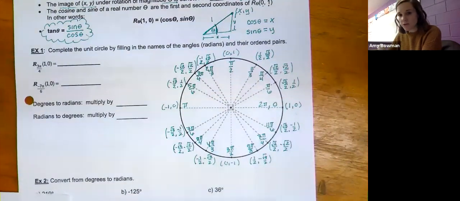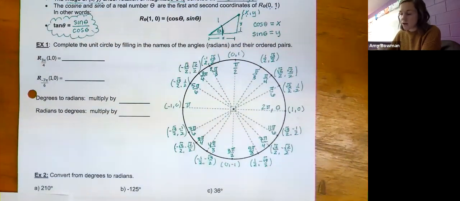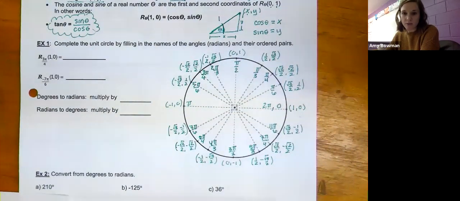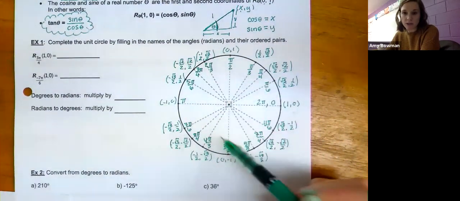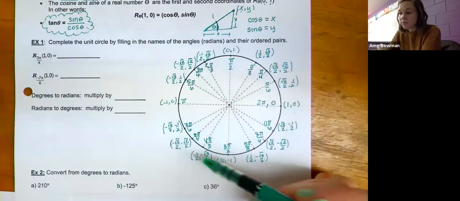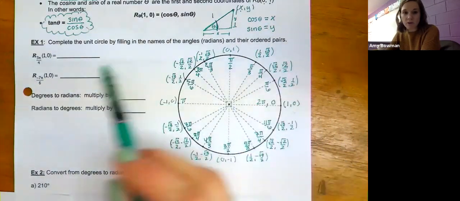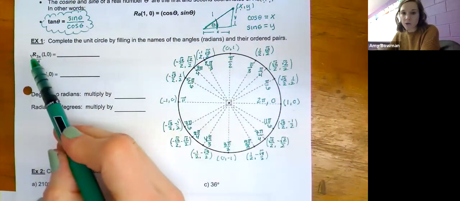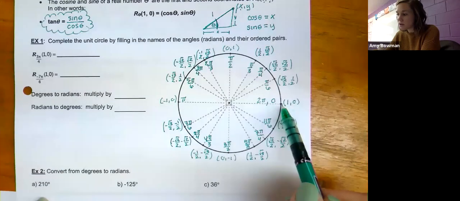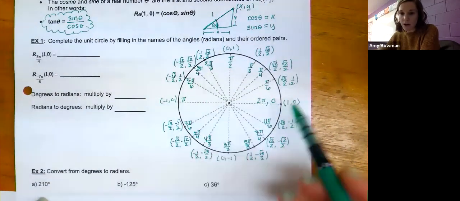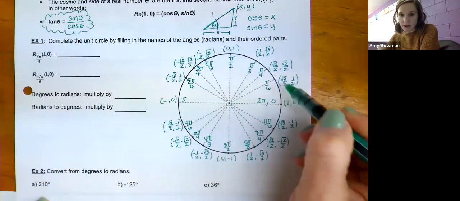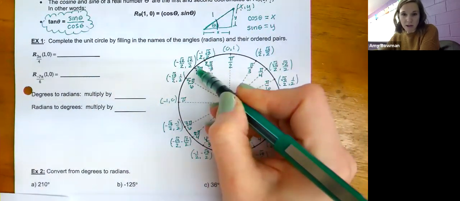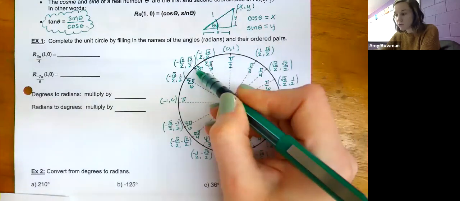All right, so I've got my unit circle all filled in here with the radian measures around the inside, and then each of the ordered pairs that corresponds with the rotation of that radian measure. So revisiting this notation, which means rotate the point (1, 0) 3 pi over 4 radians. So if I rotate this 3 pi over 4, the image of (1, 0) is now negative root 2 over 2 comma root 2 over 2.